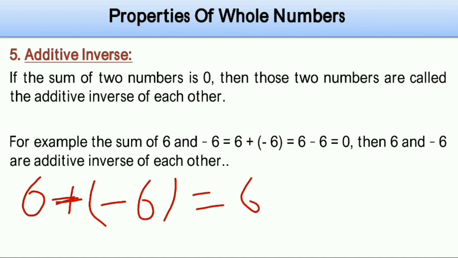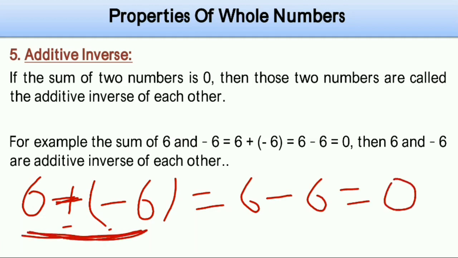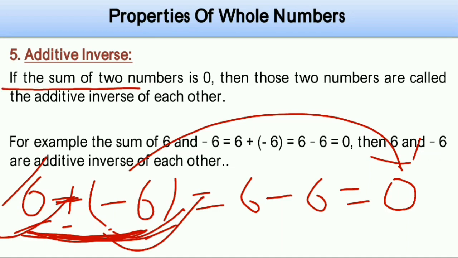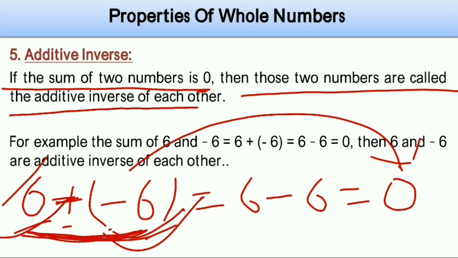We'll get 6 and plus minus, it will be minus 6. It means 6 minus 6 is equal to 0. So we have seen that the sum of the two numbers is 0. So whenever the sum of any two numbers is 0, then both the numbers will be known as the additive inverse of each other. Here we can say that 6 is the additive inverse of -6 and -6 is the additive inverse of 6. Both are the additive inverse of each other. So in words we can say that if the sum of two numbers is 0, then those two numbers are called the additive inverse of each other.